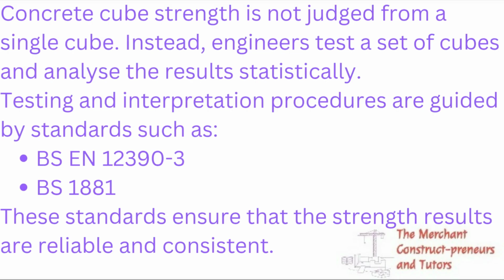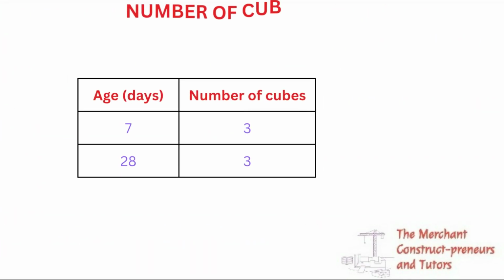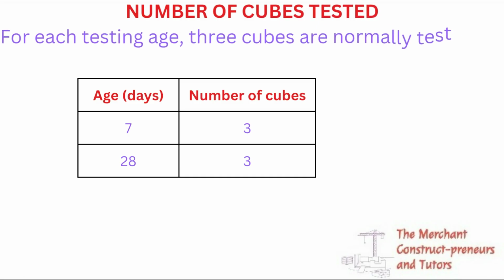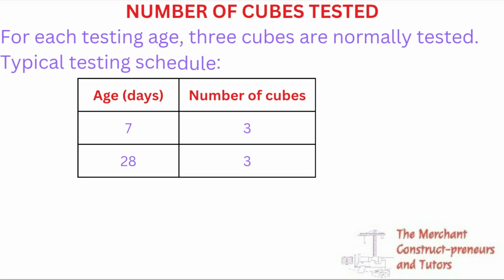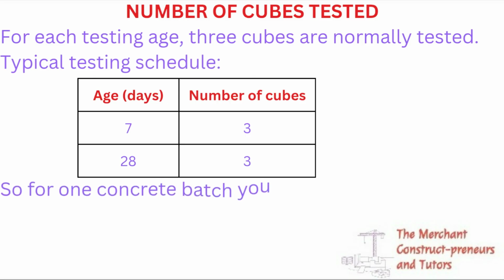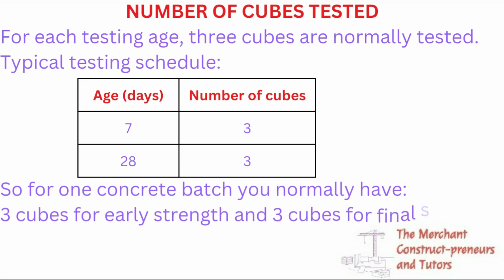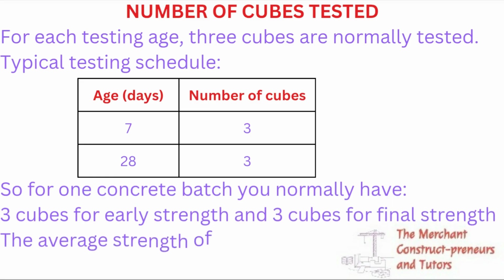So this statement is telling us that concrete cubes are not judged from one single cube, but from a set or group of cubes, and they are checked analytically. And if you are using the British code, you have BS 1881 and BS EN 12390-3. So now, the number of cubes to be tested.